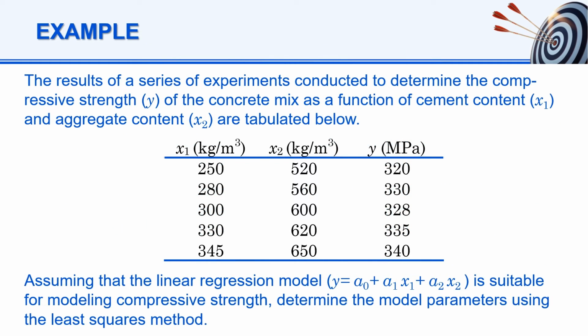The results of a series of experiments conducted to determine the compressive strength, Y, of a concrete mix as a function of cement content, X1, and aggregate content, X2, are tabulated below. Assuming that the linear regression model is suitable for modeling compressive strength, determine the model parameters using the least squares method.